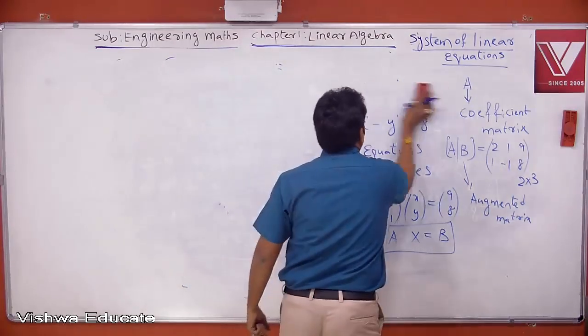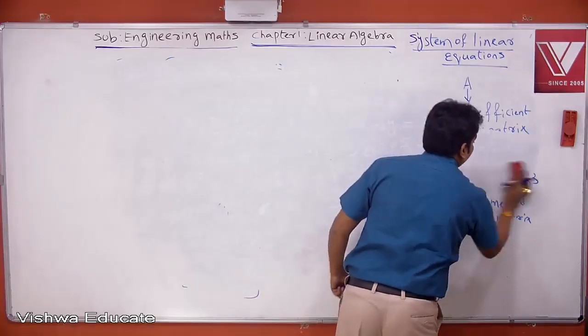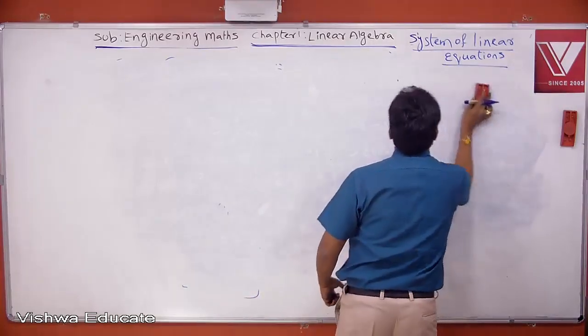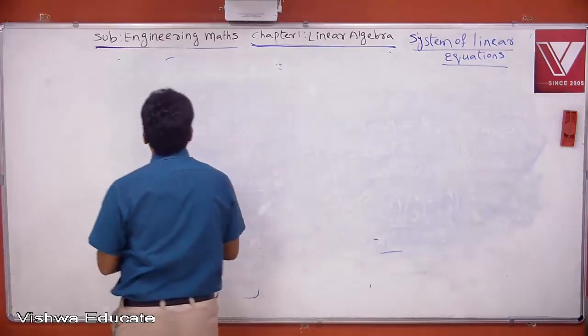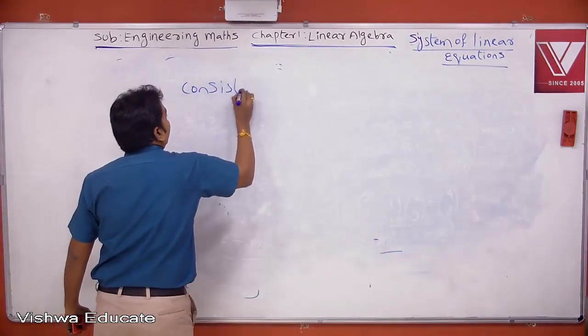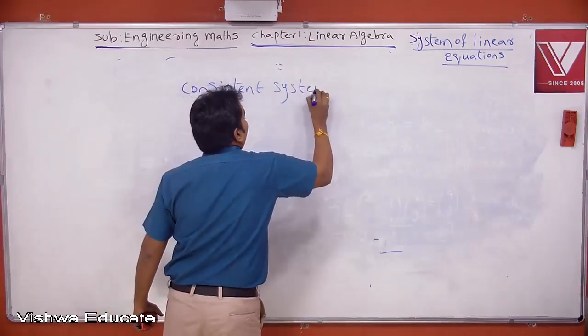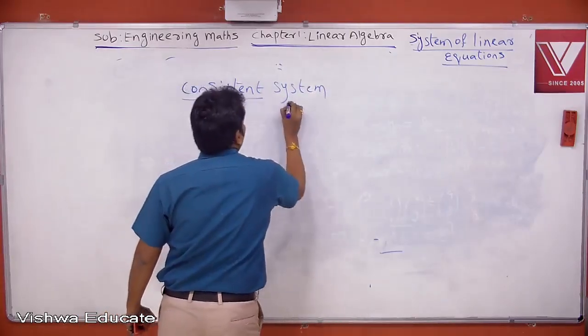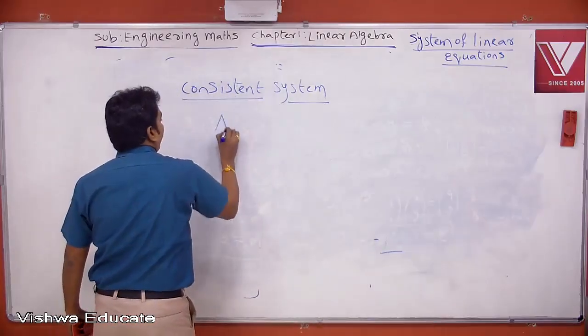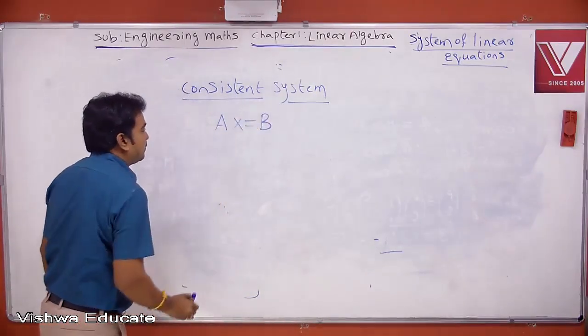Now let us start the definition of consistency of system of linear equations. That is consistent system of linear equations, or simply we call it as a consistent system. Suppose I have a system of linear equations denoted by Ax equal to B.